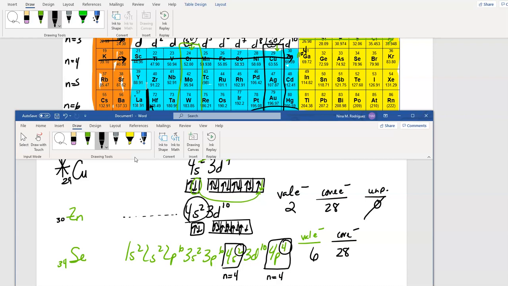And how many are unpaired? Well, think about it, ladies and gentlemen, what's a p? Hint, without the arrows. A p has 3 orbitals, 4 electrons in it. How many unpaired? 2.